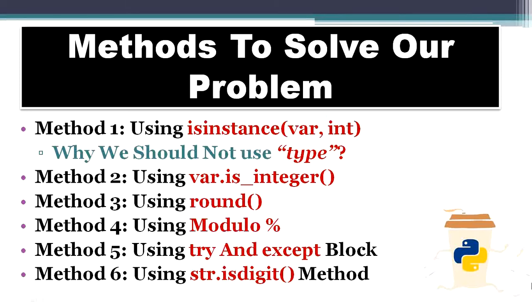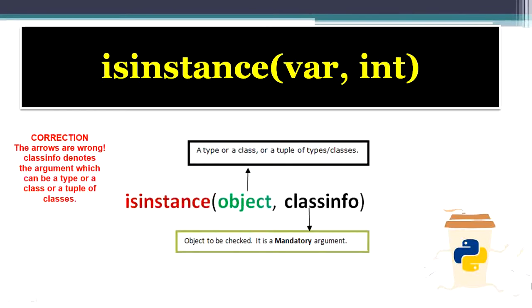The first method that we shall be discussing is the isinstance method. Now what's an isinstance method? So as you can see on the screen, that's the syntax for the isinstance method. The isinstance method is a built-in method in Python which returns true when the specified object is an instance of the specified type. Otherwise, it will return false.